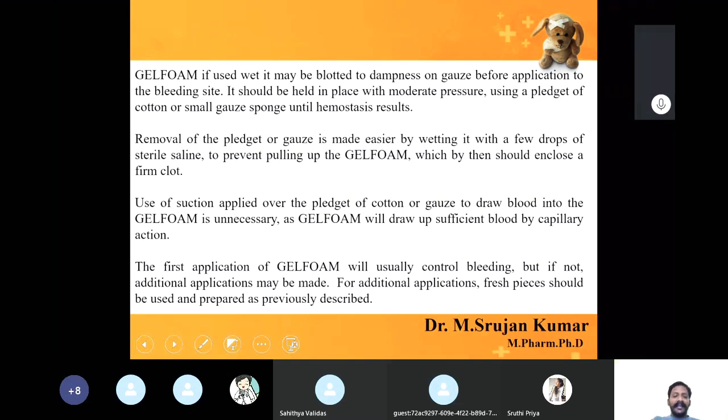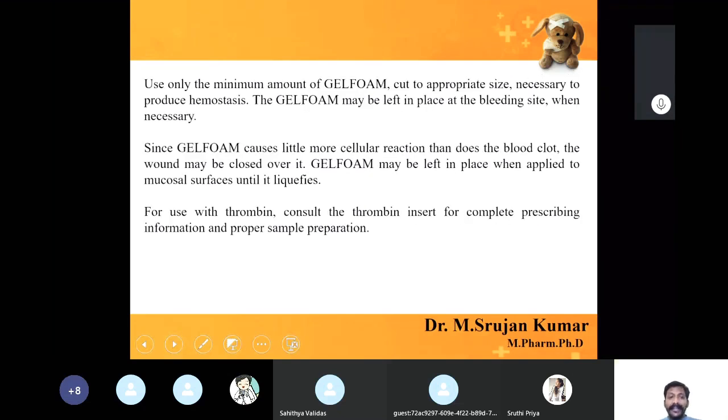These are the directions of use: use only the minimum amount of gel foam. Again, it is an important thing. If you have a very big piece of gel foam, you do not apply the entire piece onto the affected area. Just use the minimum amount of gel foam appropriate and necessary for the size of the wound. Cut to the appropriate size necessary to produce hemostasis.